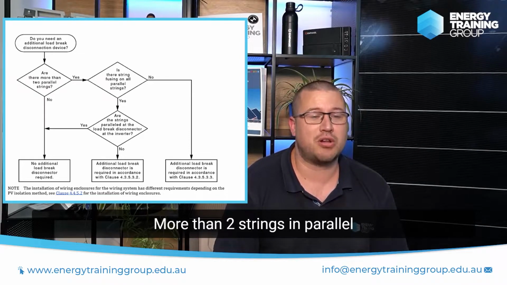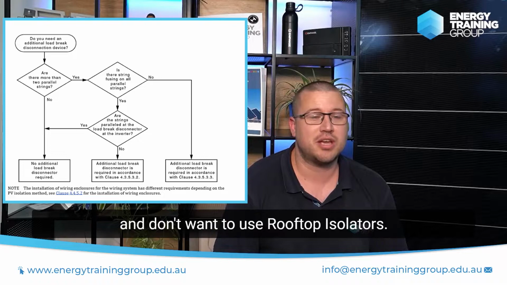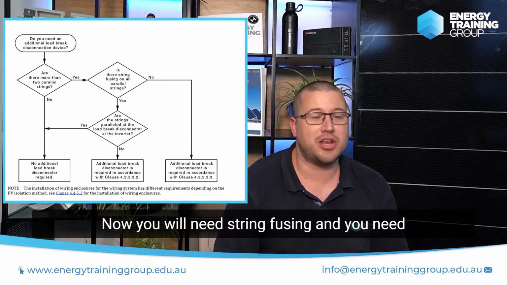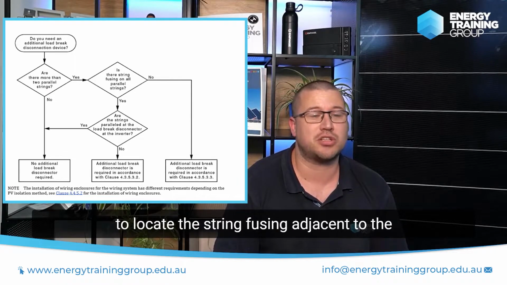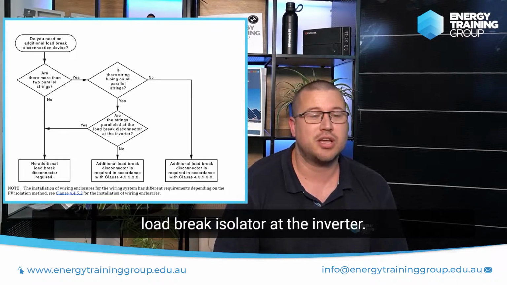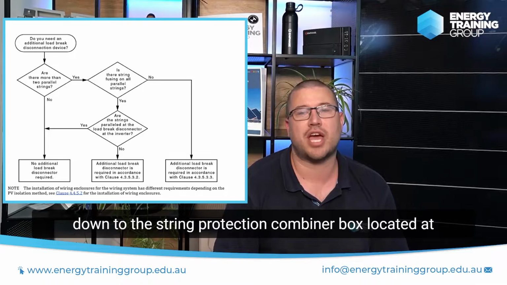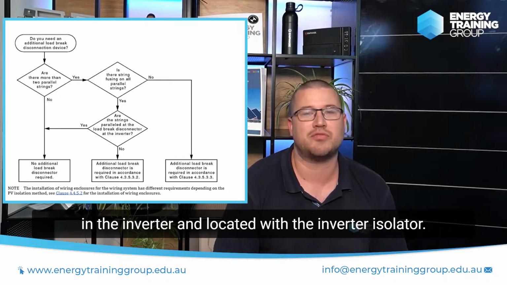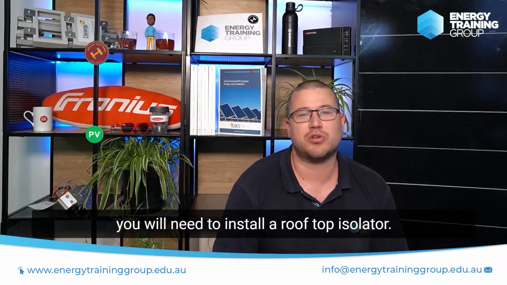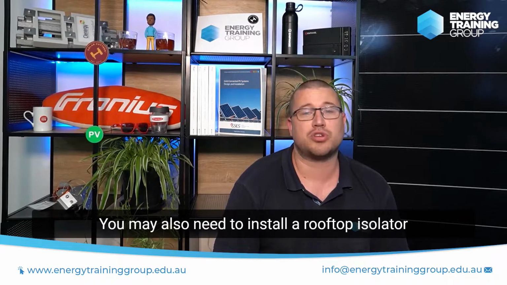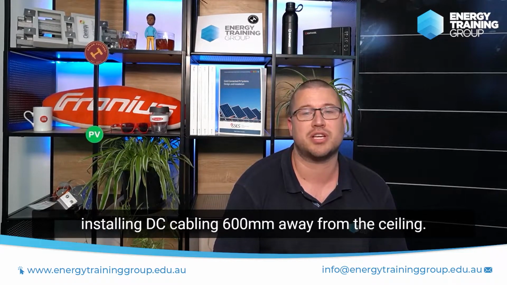More than 2 strings in parallel and don't want to use rooftop isolators, now you will need string fusing and you need to locate the string fusing adjacent to the load break isolator at the inverter. That means you need to run every string down to the string protection combiner box located at the inverter and located with the inverter isolator. If you can't meet those requirements, then you'll need to install a rooftop isolator. You may also need to install a rooftop isolator if you can't comply with the new requirements around installing DC cabling 600mm away from the ceiling.